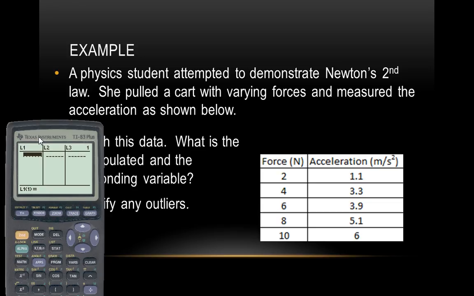Okay, so a physics student attempts to demonstrate Newton's second law. She pulls a cart with varying force and measures the acceleration. Okay, so we know that a manipulated variable is known as the x, and the responding variable is known as the y. So what's she manipulating? She manipulates the force and then measures the acceleration. So she's measuring the acceleration as the response. So this chart is good.